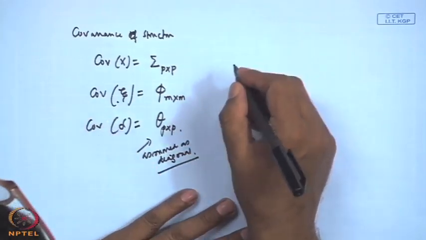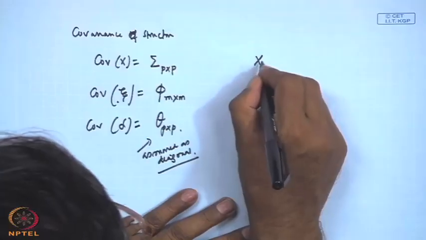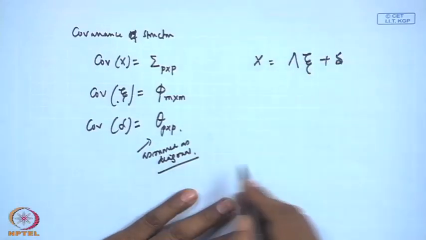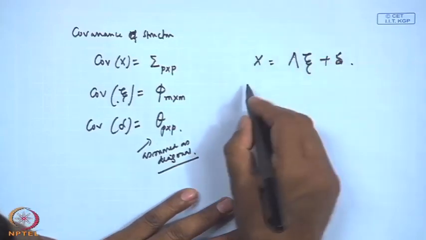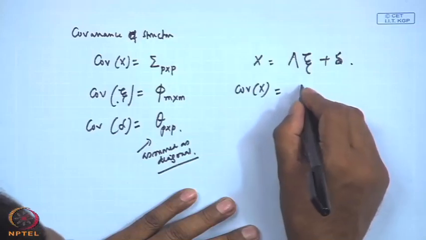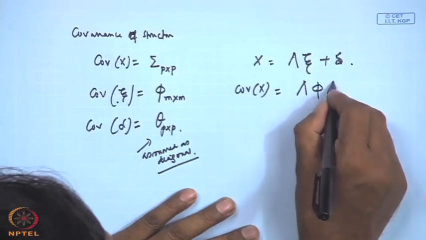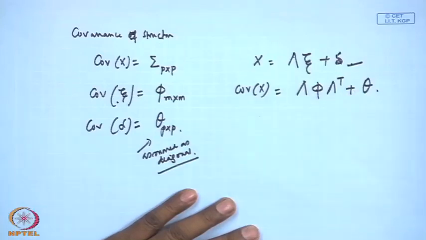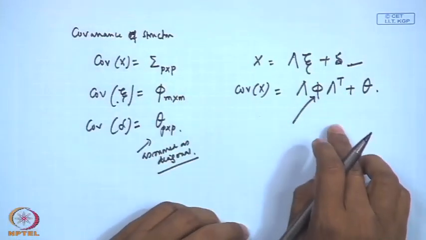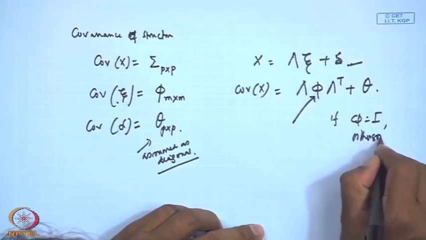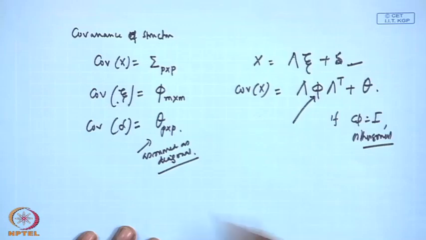You have seen earlier in exploratory factor analysis that we wrote x equals capital lambda xi plus delta. Now, if you find the covariance of x, ultimately you will get lambda phi lambda transpose plus the covariance of delta, which is theta delta. This phi was not there in exploratory factor analysis, it was I. If phi equals I, then it is orthogonal factor analysis. So, this in a nutshell is the covariance structure and the relationship between these.